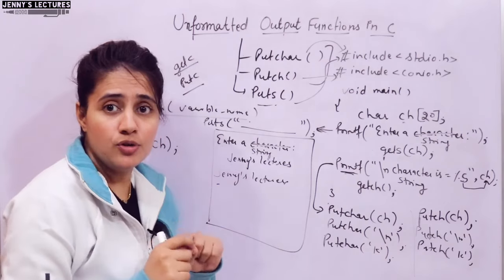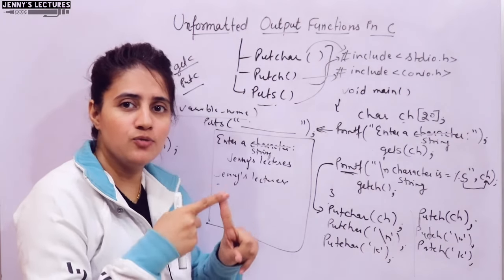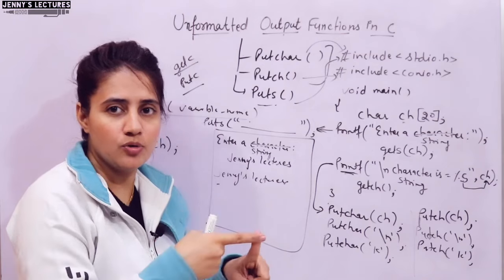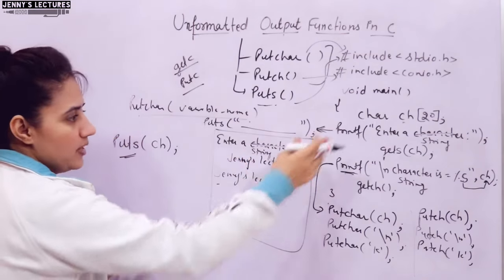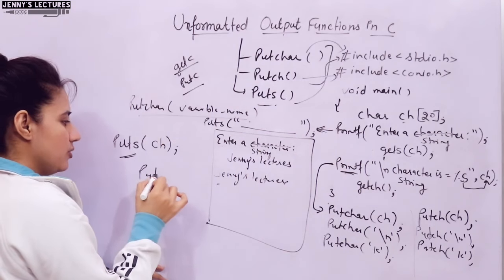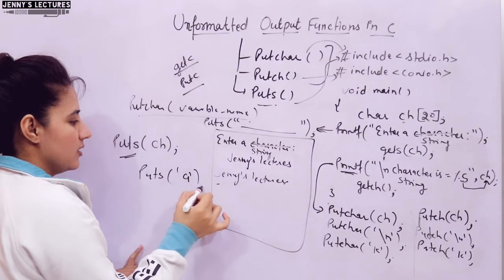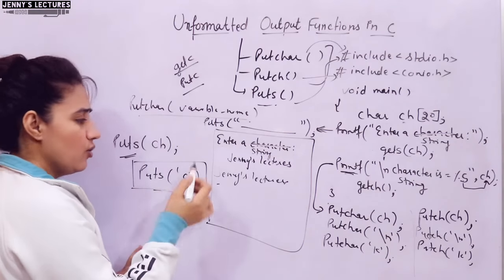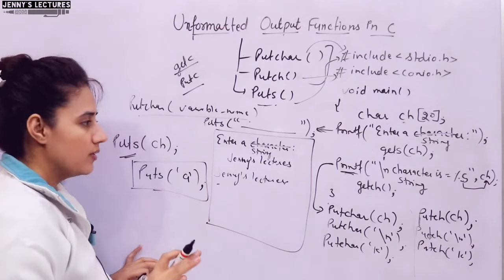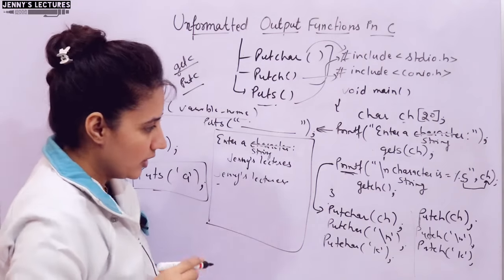Now the assignment for you: tell me the difference between formatted and unformatted input and output, right? Second, suppose I write something like puts with a single character, that is a. What output will you get? A or any character, it's up to you. You have to tell me in the comment box.